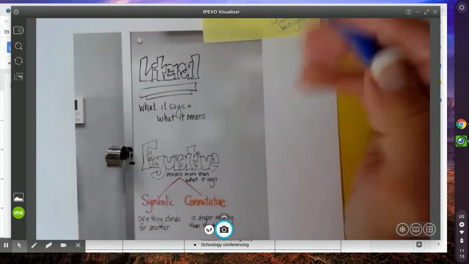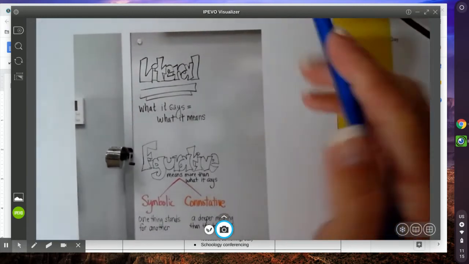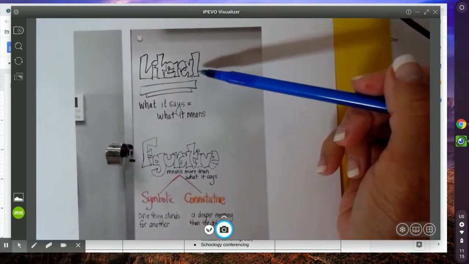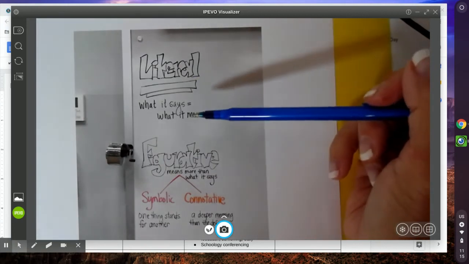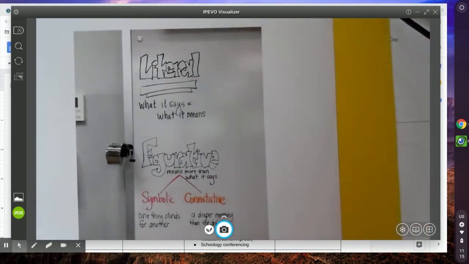All right, so let's rehearse here what we've learned so far. We've learned that there are literal things, things that what it says is what it means, and that's mostly what we find when we read. But sometimes we come across figurative language when it means more than just what it says. And there are two types. It can be symbolic, one thing stands for another, or it can be connotative, a deeper meaning than the definition.